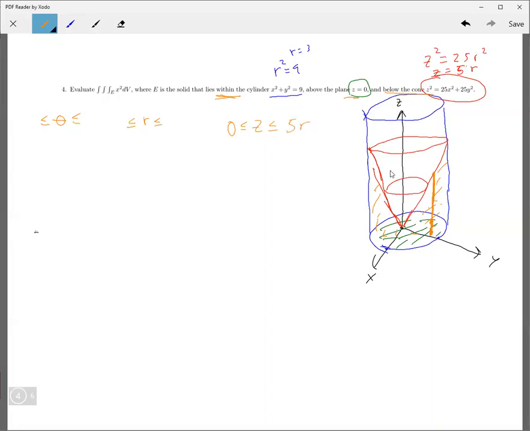Yes. So if you're intersecting some object, then you look at the equation for the object and you try to solve for this variable z. It's already solved for z. It's z equals 5r. That's going to be the upper limit.